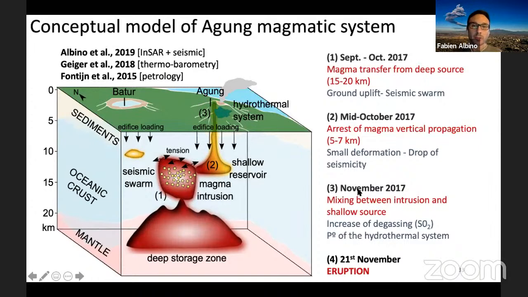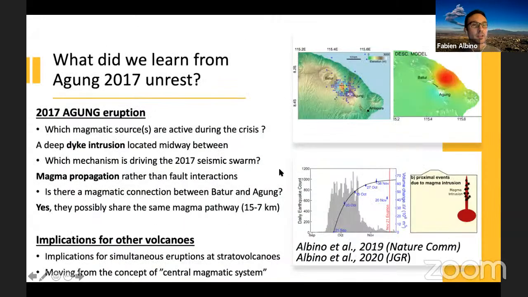So if we make a summary for this case study, we can say which magmatic sources were active during the crisis. It was a deep dike intrusion that was located midway. The mechanism of the 2017 seismic swarm was due to the magma propagation and not a stress transfer on a fault. And this really poses the question about the magmatic connection between Batur and Agung, because it seems that part of this magmatic system may be offset from Agung and can contribute to an eruption in either Batur or Agung in the shallow part of the system.